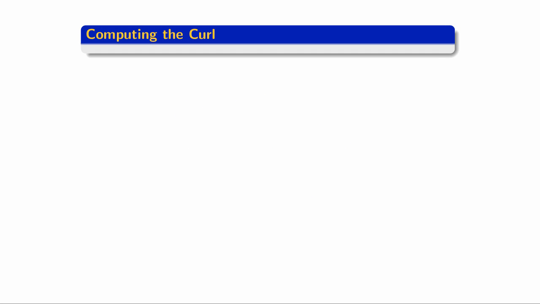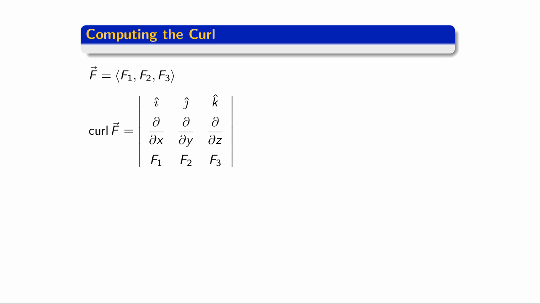We've done a lot so far to build up what the curl is conceptually, but now let's talk about how we would actually compute it. Given a vector field with components f1, f2, and f3, we can compute the curl of the vector field using a determinant, similarly to how we would compute a cross product. You'll notice that the second row consists of the differential operators d by dx, d by dy, and d by dz. This is new and unusual, but let's walk through the calculation to clarify.